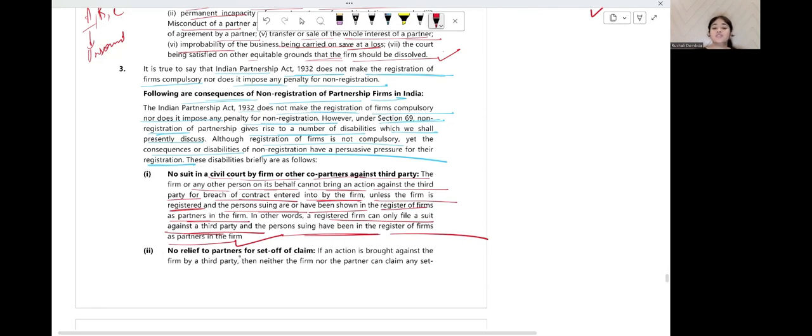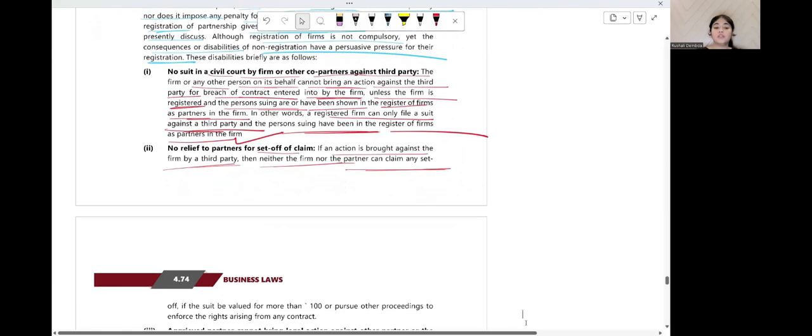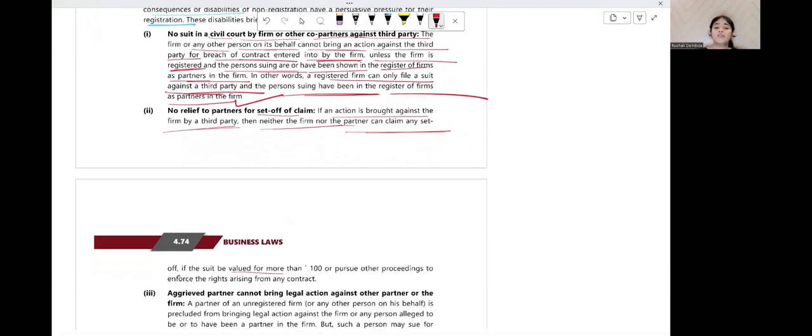No relief to partners for set-off of claim. If an action is brought against the firm by a third party, then neither the firm nor the partner can claim any set-off from the claim. Set-off. If the suit be valued to more than 100 rupees or pursue other proceedings to enforce the right arising from the contract. If you have not registered the firm, you can't settle the claims. If someone files a case against you and tells you to pay rupees 10 crore, so you tell that person to settle it off at rupees 8.5 crore. But you can't do the set off if your firm is not registered.